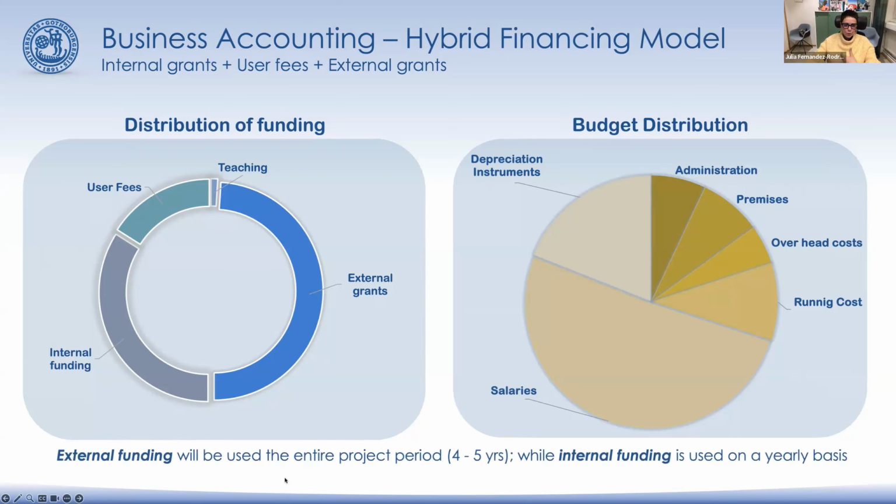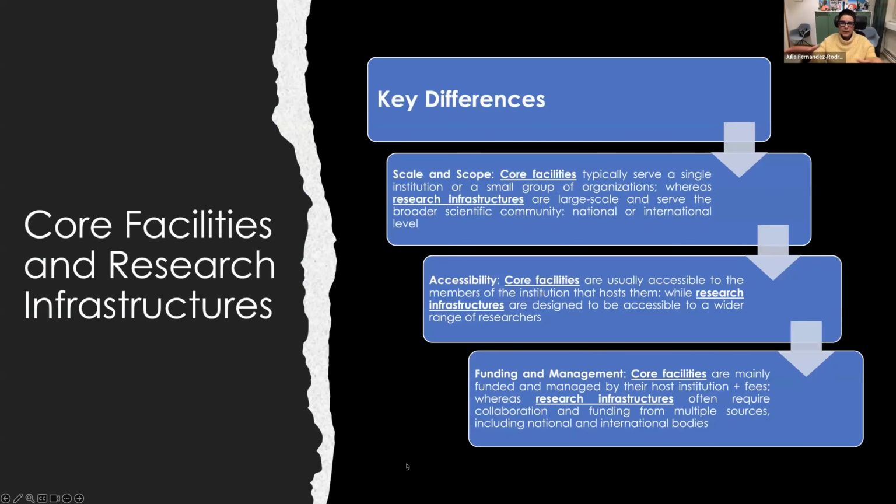That means when we have external funding, its use is based on between 4 to 5 years, depending on where the money comes from, whereas the internal funding is used only on a yearly basis. We do have 3 years ahead at Gothenburg University, but at least we use it one year at a time.